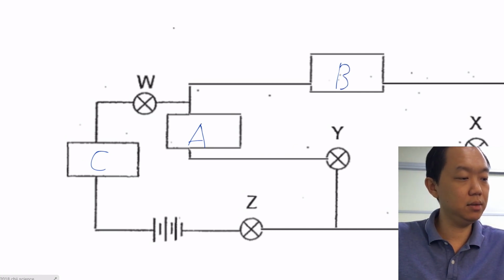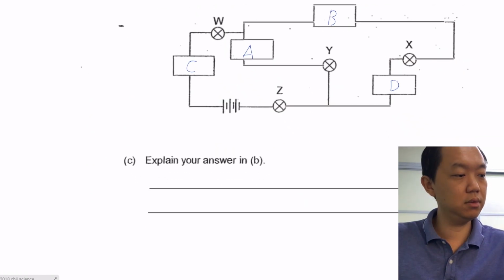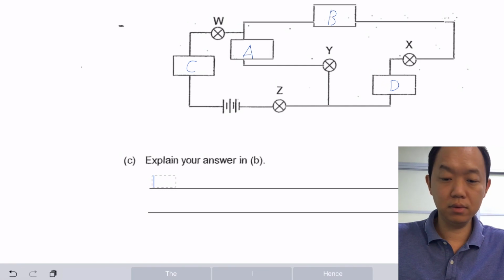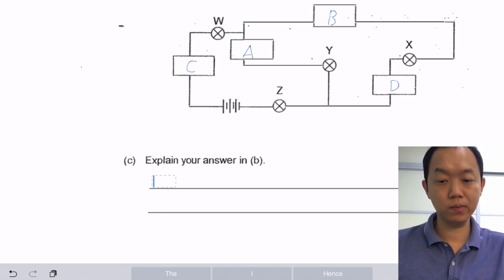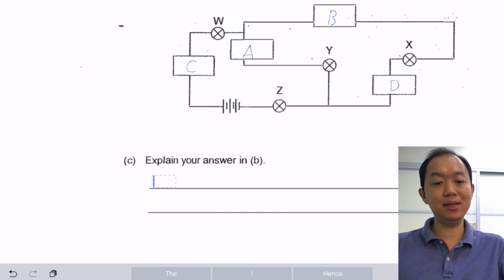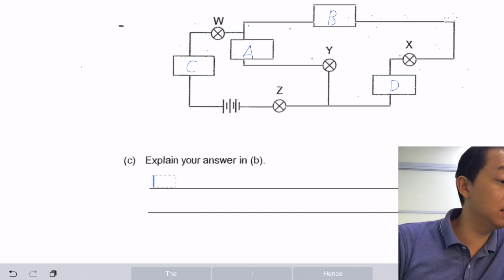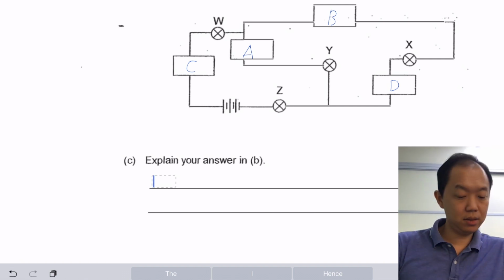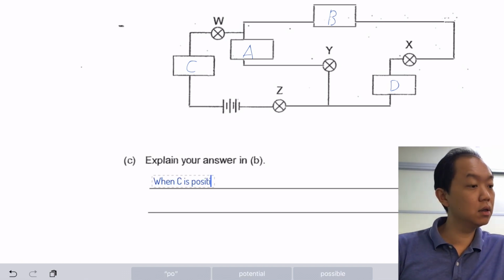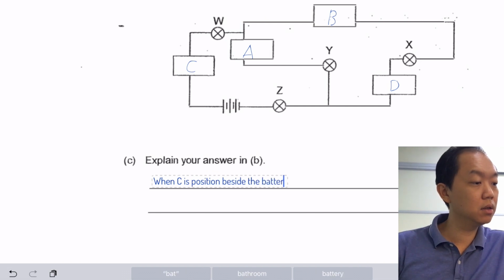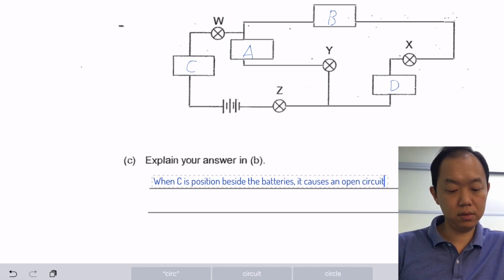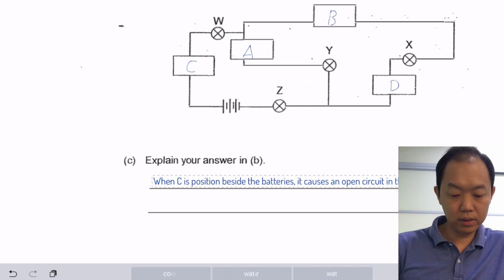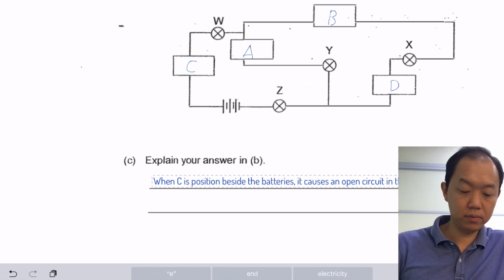So we've got to explain our answer. Alright, why do we put it that way? Because, okay, so when C is just beside the batteries, it causes an open circuit for the entire setup.